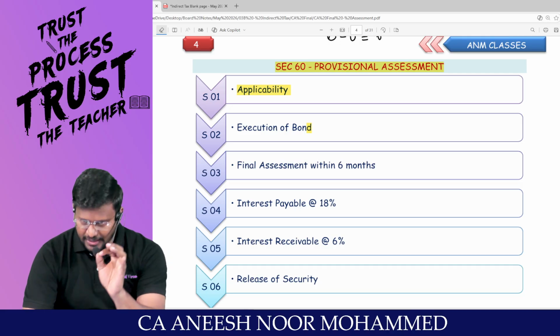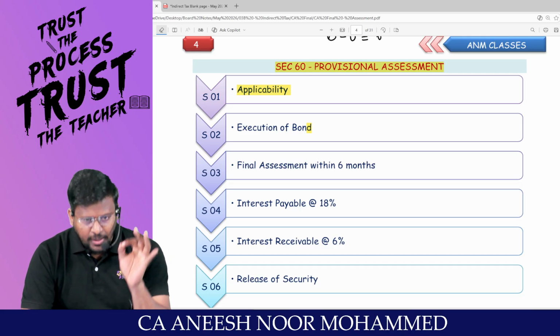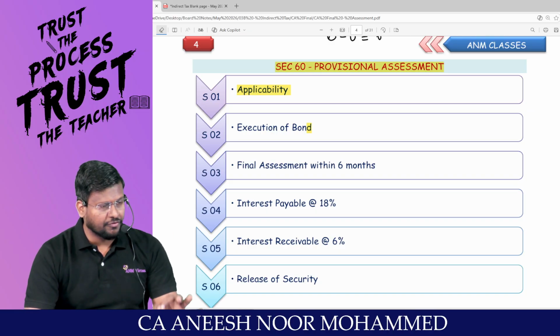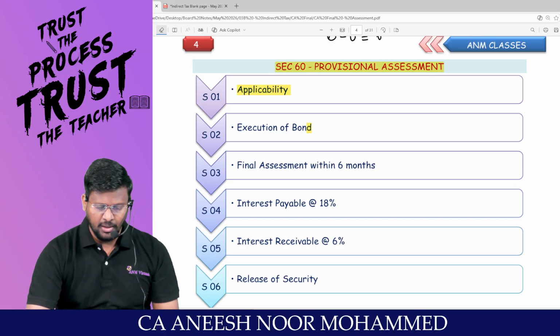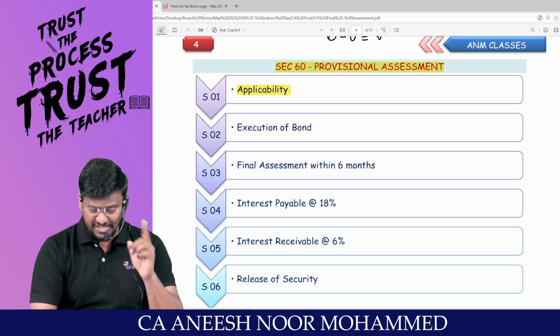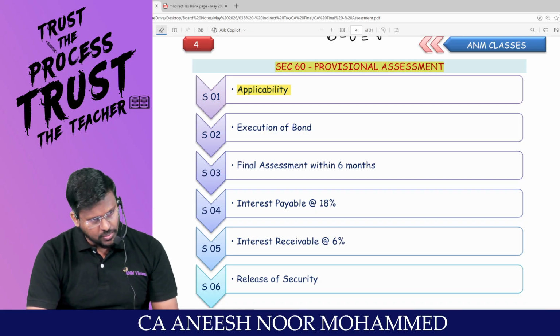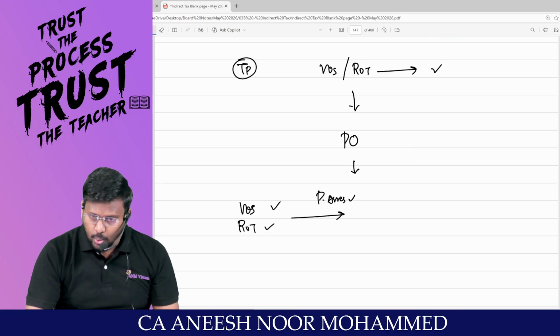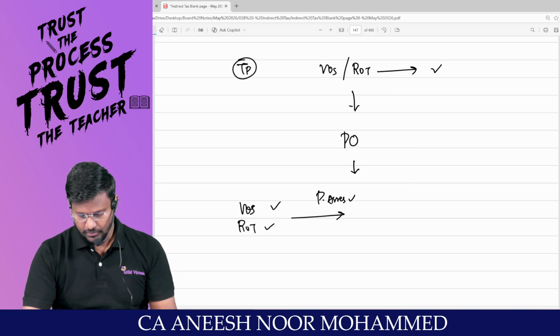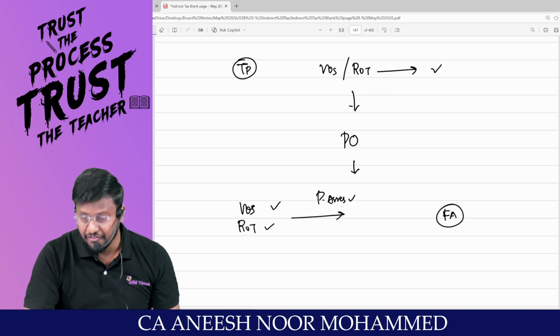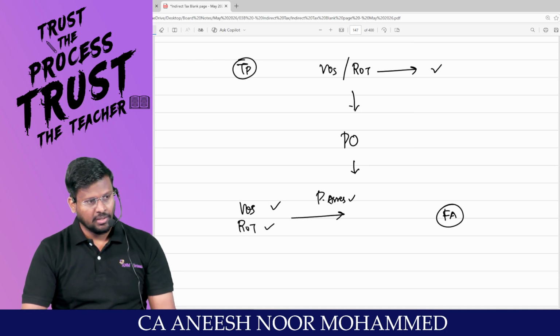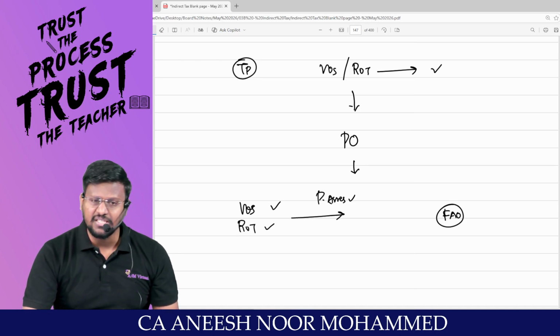That means if you are a taxpayer, if you don't know the value of supply, if you don't know the rate of tax, you can go and ask the proper officer. Now the proper officer is allowing you to travel through the provisional assessment. Once he has allowed you to travel through the assessment, finally he is supposed to pass a final assessment order.